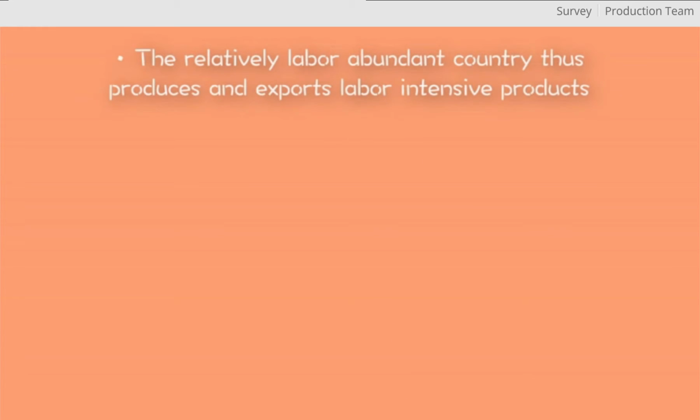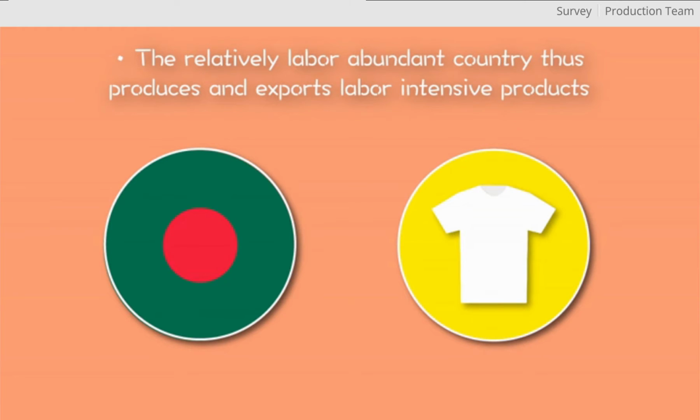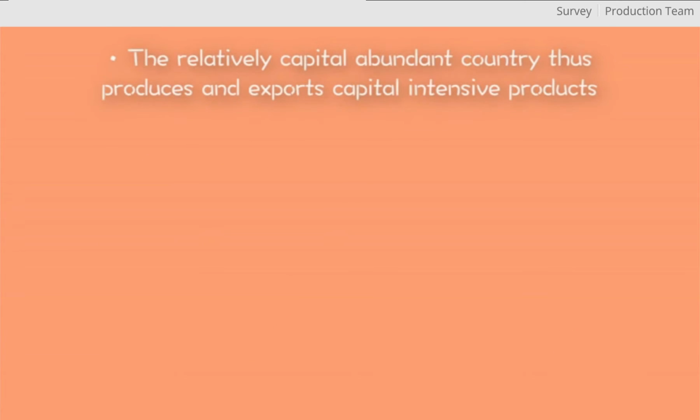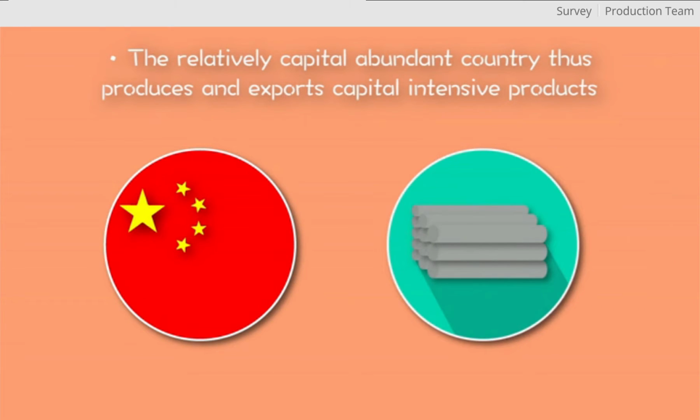The relatively labor-abundant country thus produces and exports labor-intensive products. We expect Bangladesh to export products such as textile and clothing. The relatively capital-abundant country thus produces and exports capital-intensive products. We expect China to export cement, steel, and other manufactured inputs that are required for infrastructure projects.